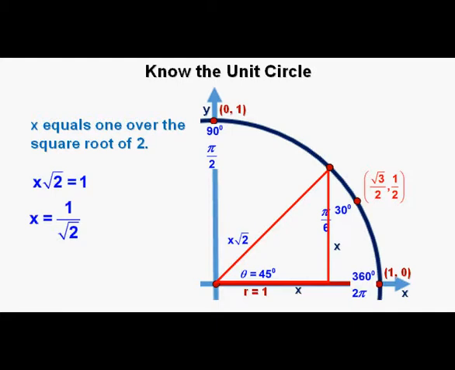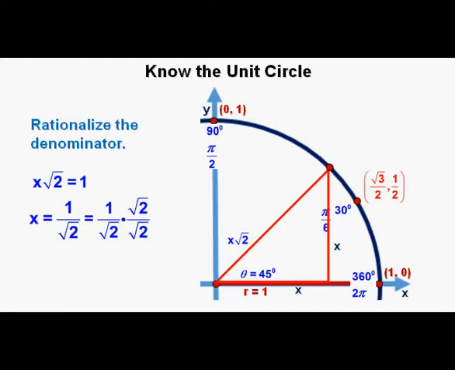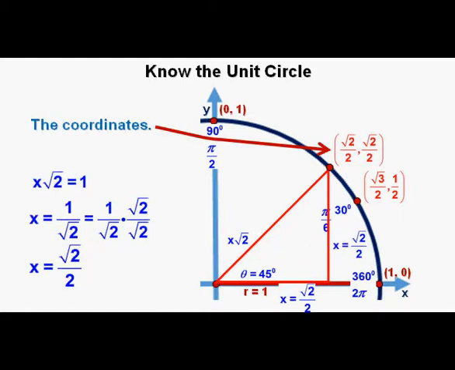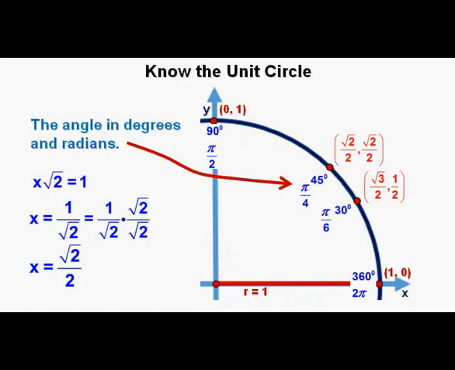And to rationalize the denominator, we can multiply by the square root of 2 over the square root of 2, which simplifies to the square root of 2 over 2, which we can now use to label the horizontal and vertical legs of the triangle. So this point is identified by the coordinate pair square root of 2 over 2, comma square root of 2 over 2 at 45 degrees. And the angles representing this point are 45 degrees and, converted to radians, pi over 4 radians.